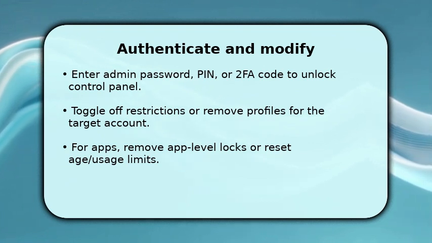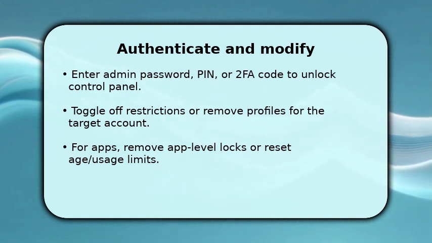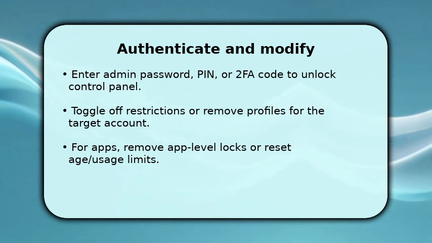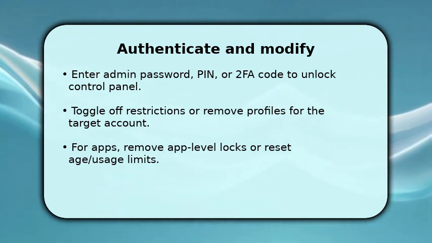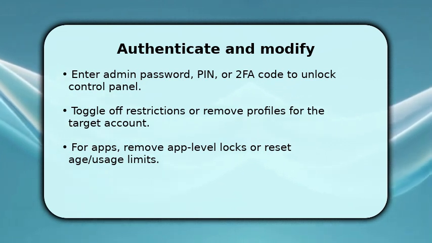For built-in OS controls, disable screen time or content filters. For apps, clear app-level locks and reset age or time limits. If a router enforces rules, edit the schedule or delete the device rule. Take screenshots of changes in case you need to reverse them.